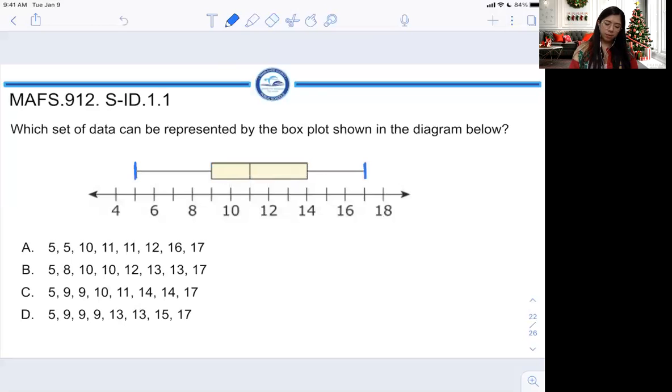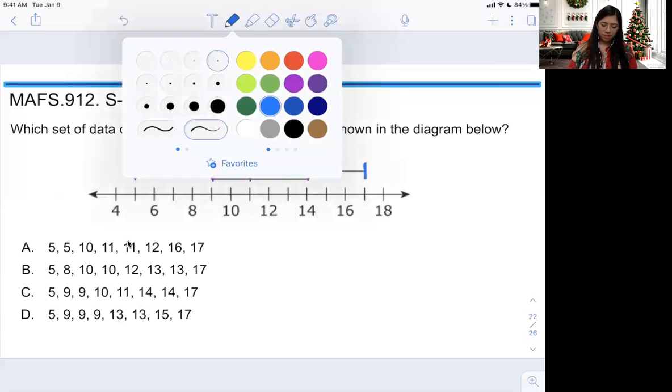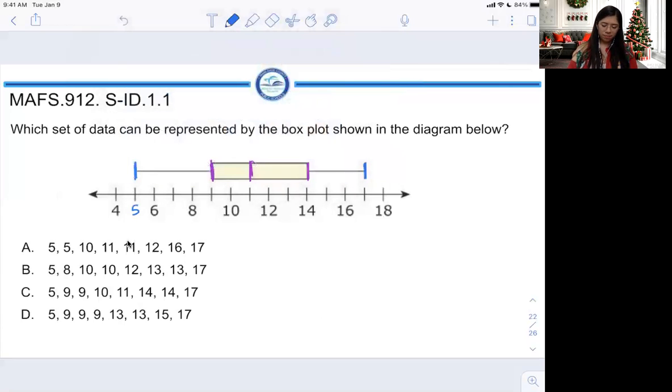Let's take a look at the blue ones I have highlighted. Just the blue ones, not the purple ones. So the blue ones, can anyone guess or do they know what these represent? There's one on the 5 and there's one on the 17. Can anyone tell me what that means? Does it start with a W?